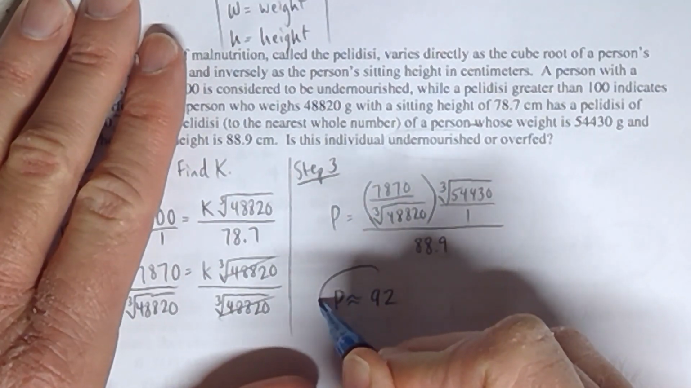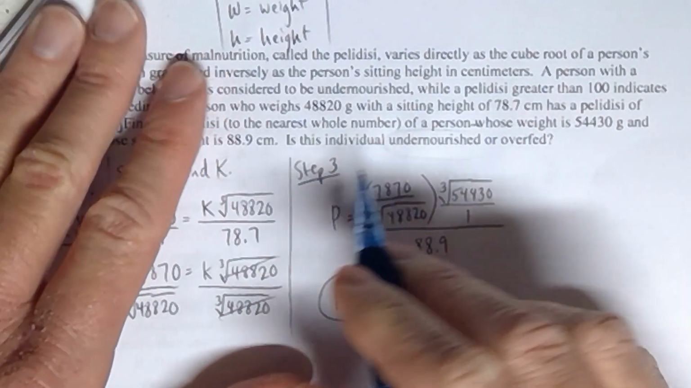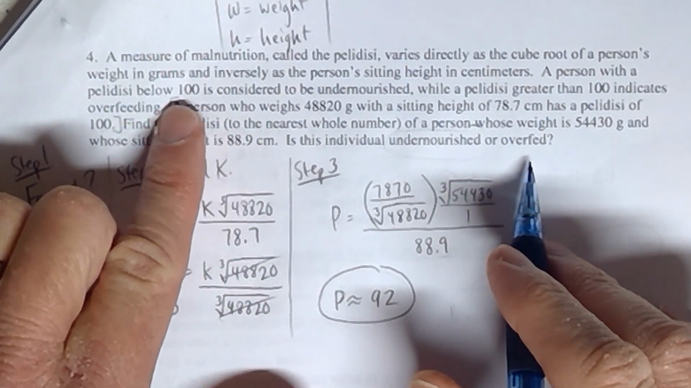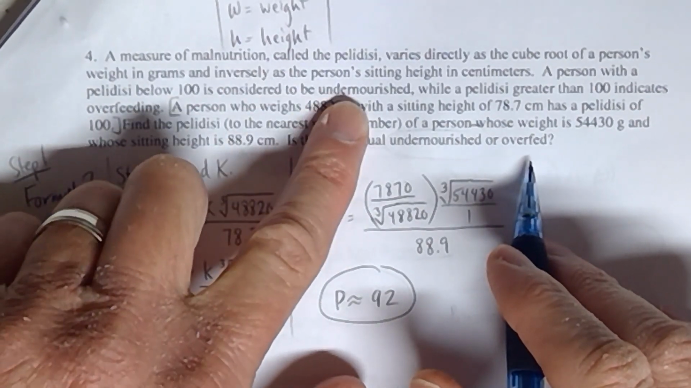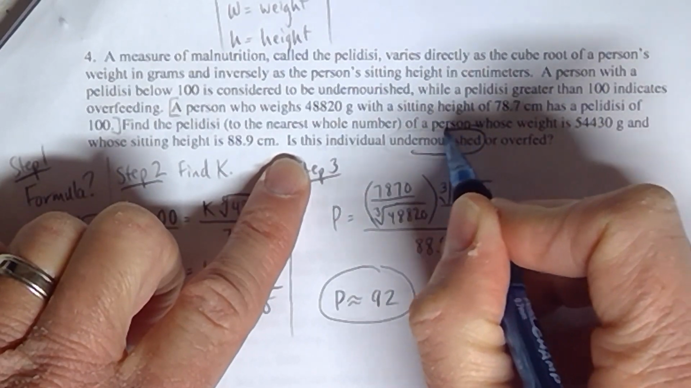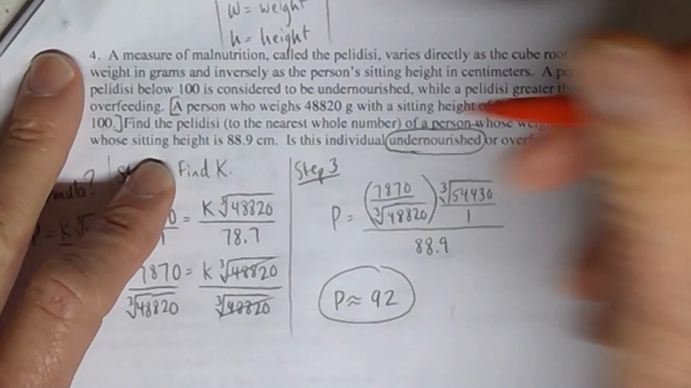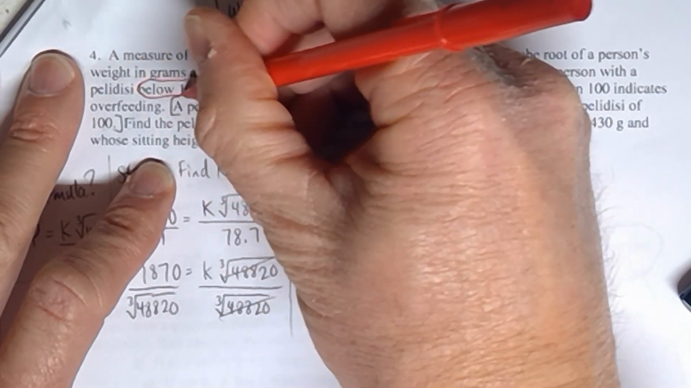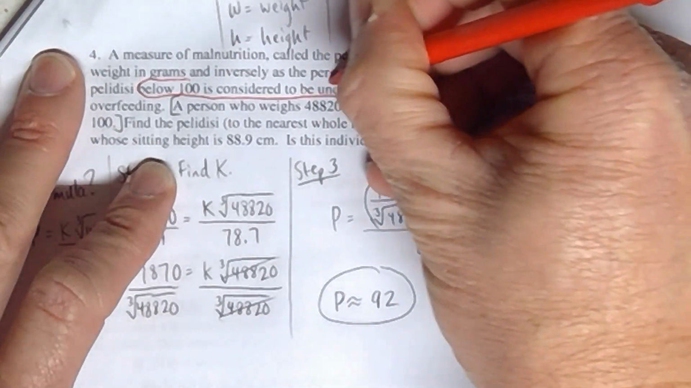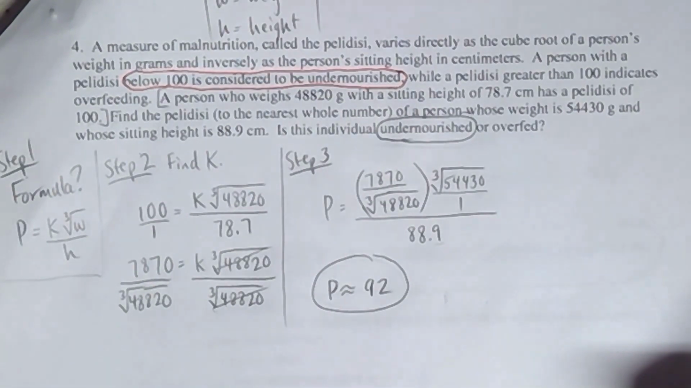Now, what is the last thing we need to do here? Is the individual undernourished or overfed? We got to answer that. Because it says up here that below 100 is considered undernourished, all right, that must mean they are undernourished, all right? All because of this right here, where it says below 100 is considered to be undernourished. And, of course, the number ended up being 92, so there you go. Undernourished it is. All right.